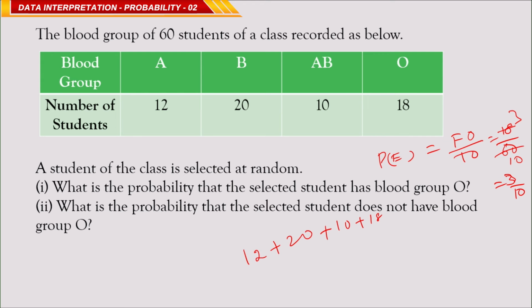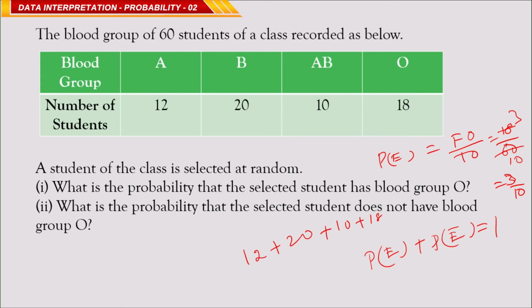A student is selected, and that student has blood group O, the probability is 3 by 10. Okay. What is the probability that the selected student does not have blood group O? Having blood group O is an event, if you consider it. Not having blood group O is the complementary event. As you know, P of E plus P of E bar is 1.